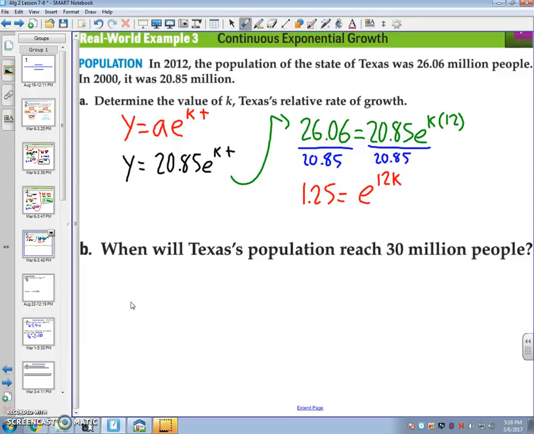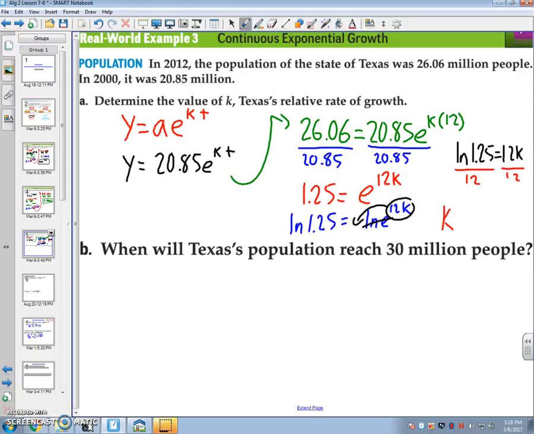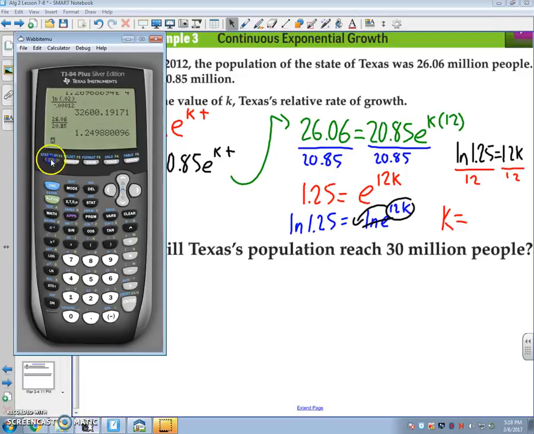I got the exponent down, so I'm going to ln both sides. ln of 1.25 equals ln of e to the 12k. Remember, ln of e cancels. So I'm at ln of 1.25 equals 12k. All I do to solve for k is divide by 12. So k equals ln of 1.25 divided by 12.